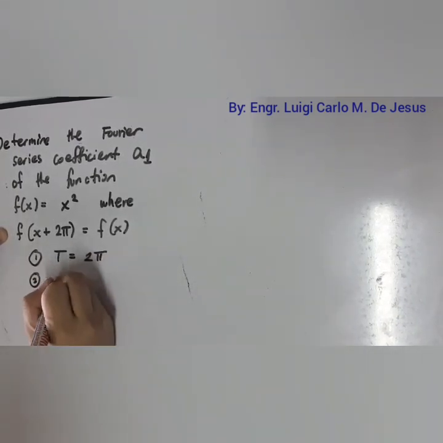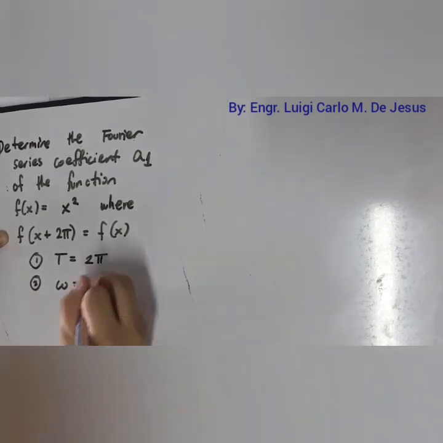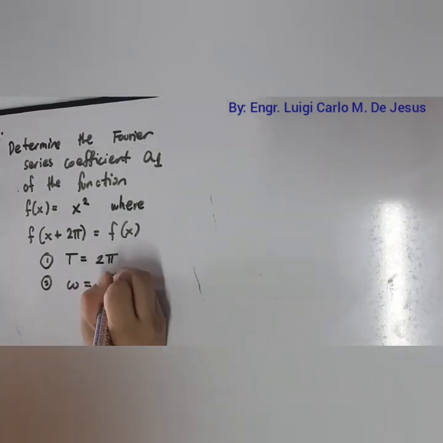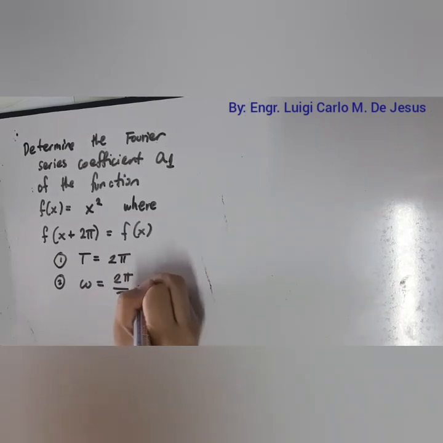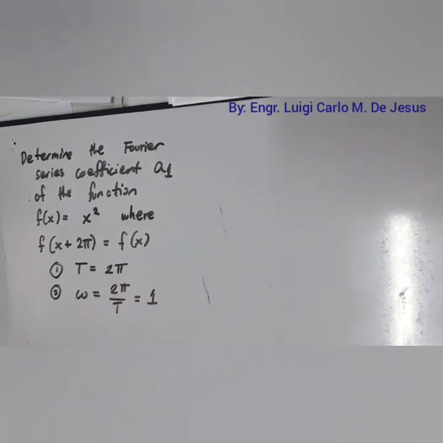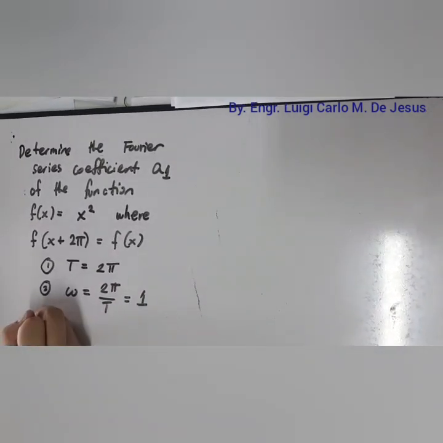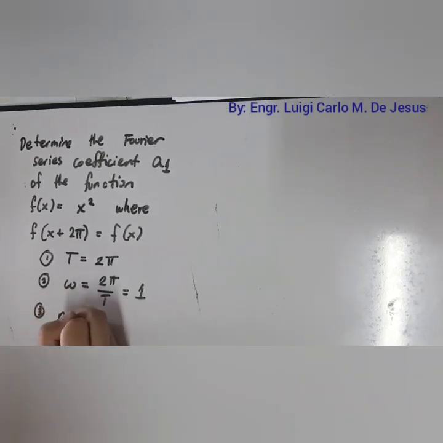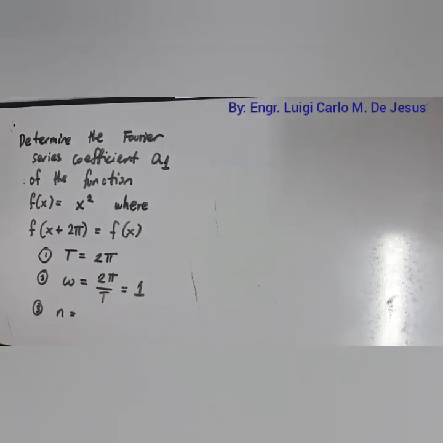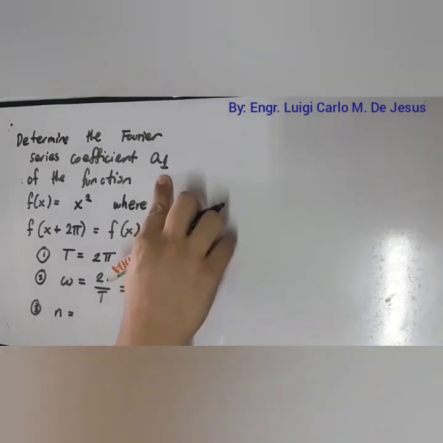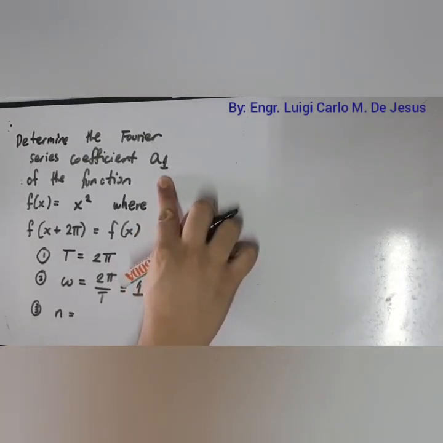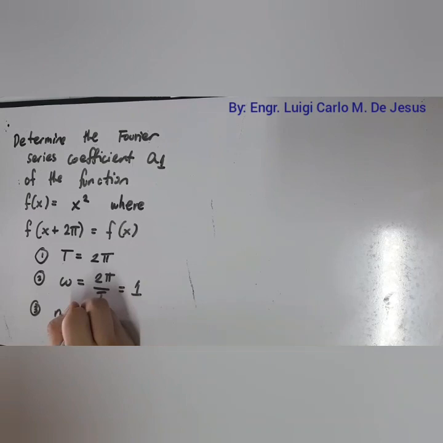Second step, we must determine the omega. And according to the circuits, that is 2 pi over T, making this equal to 1. Our third step, we must determine the n. The n is the subscript of the coefficient. So here we are asked to compute a sub 1, so our n is equal to 1.